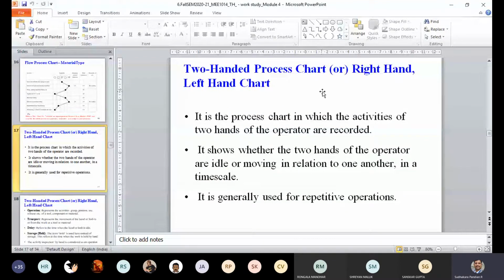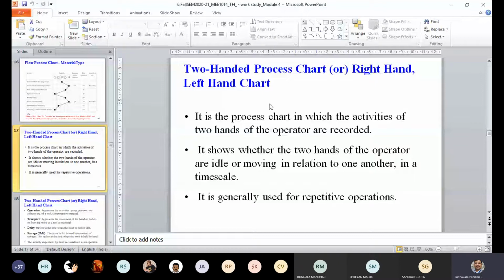two-handed process chart, sometimes called right hand left hand chart. That means we are making use of both of our hands for any activities that are recorded with both left hand and right hand side. So a single operator, when he uses both hands for doing any process, like I told you, the turning, milling, whatever it is, what the right hand is doing and what the left hand is doing, both are recorded with the given duration or time. Sometimes it will be idle also.